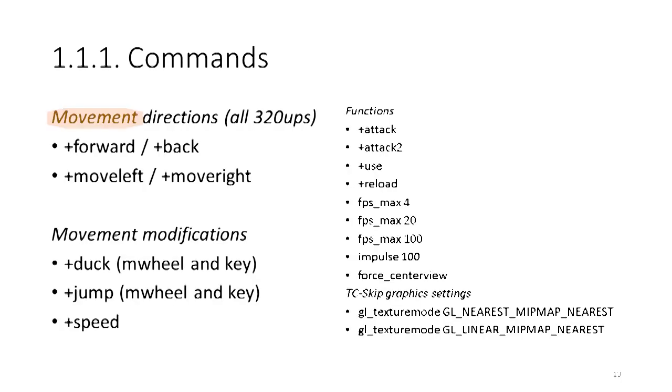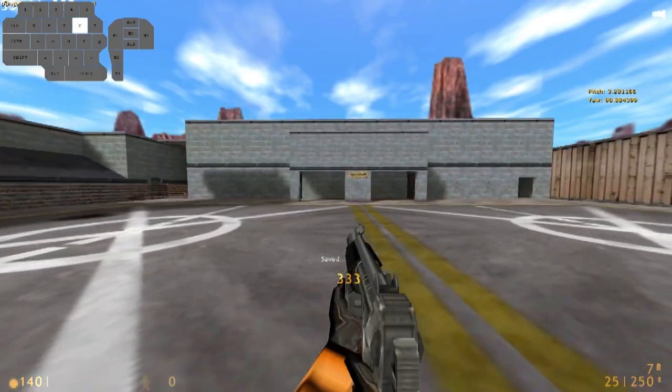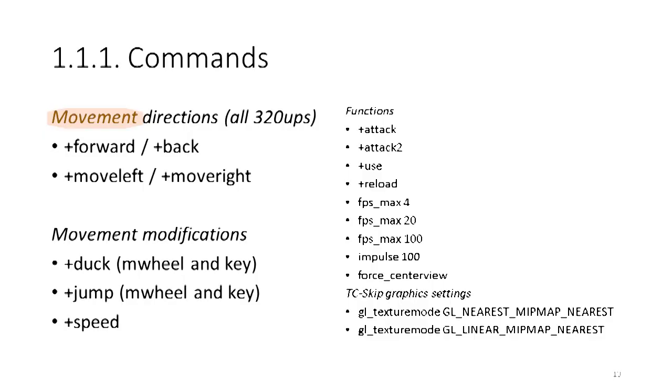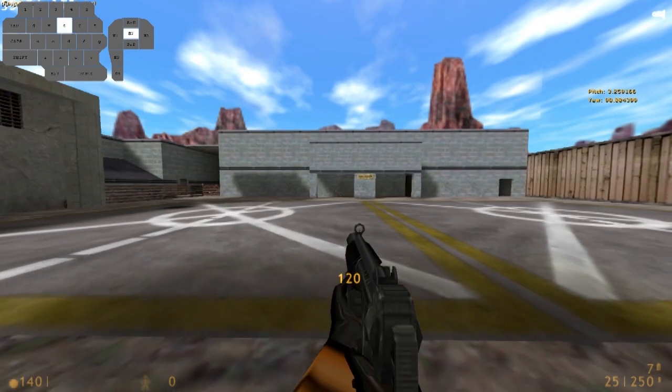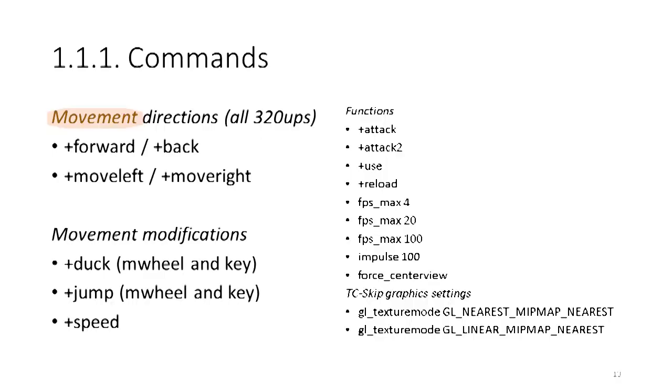Movement commands can be roughly categorized into movement directions, which are all 320 units per second in speed, and movement modifications like ducking, jumping, and walking. It is important to note that you need to have duck and jump on keys as well as bound on mouse wheel, either mouse wheel up or down.